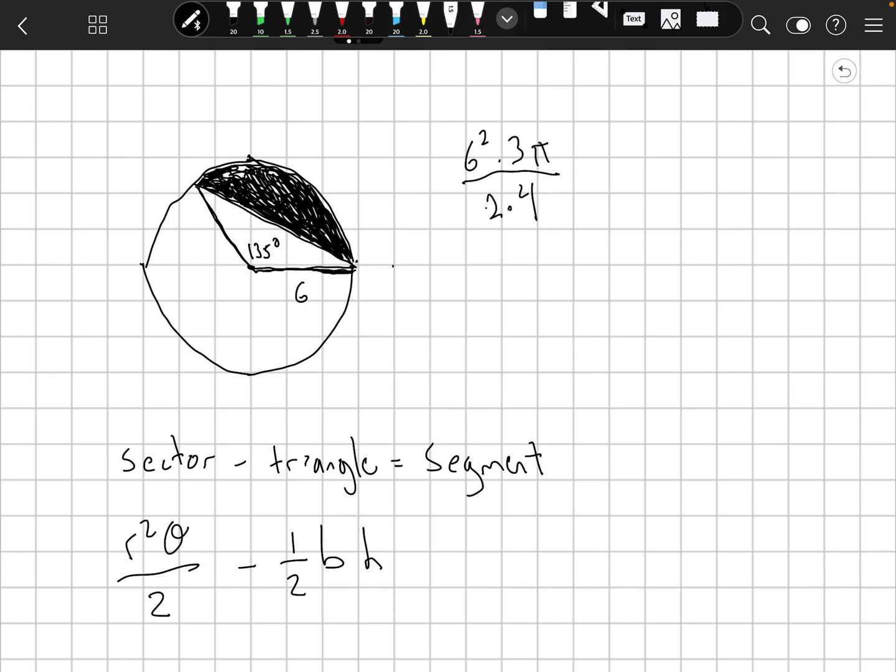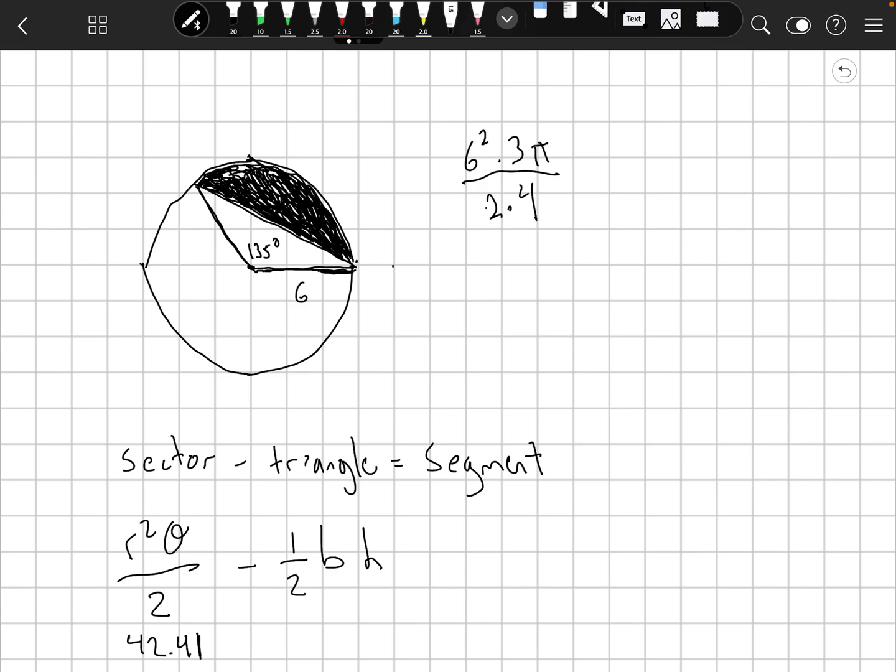I'm going to run this through the calculator really quick. 6 squared times 3 times pi, divided by 4 times 2, that's 8, and we get 42.41. So 42.41 for my sector.